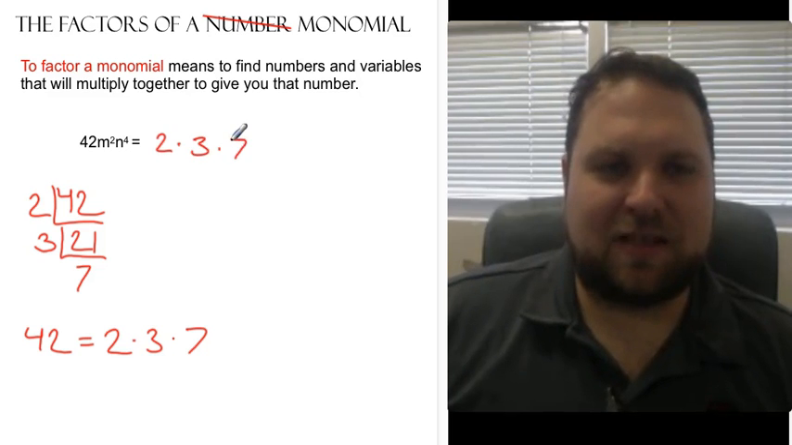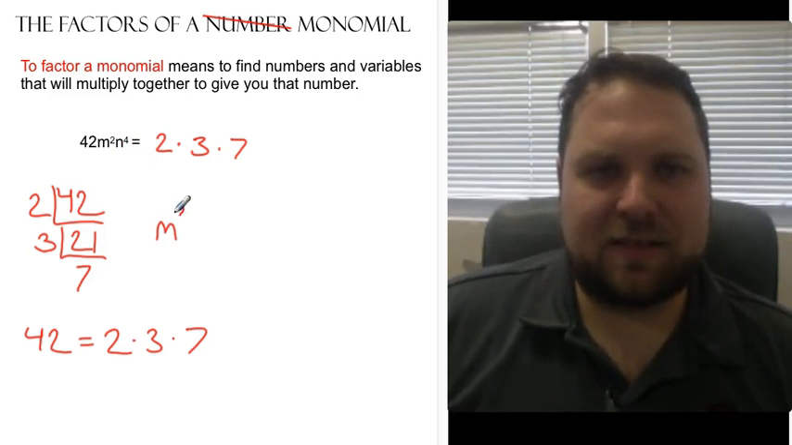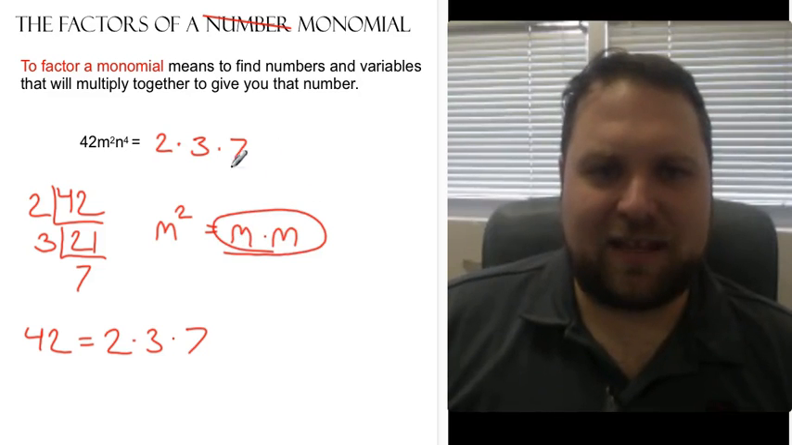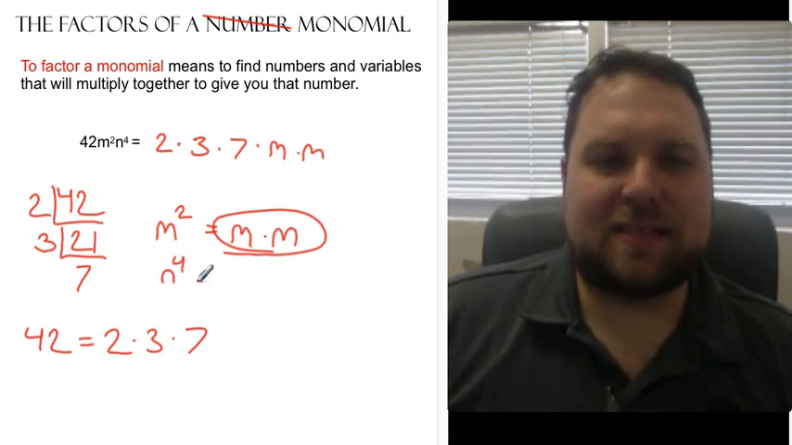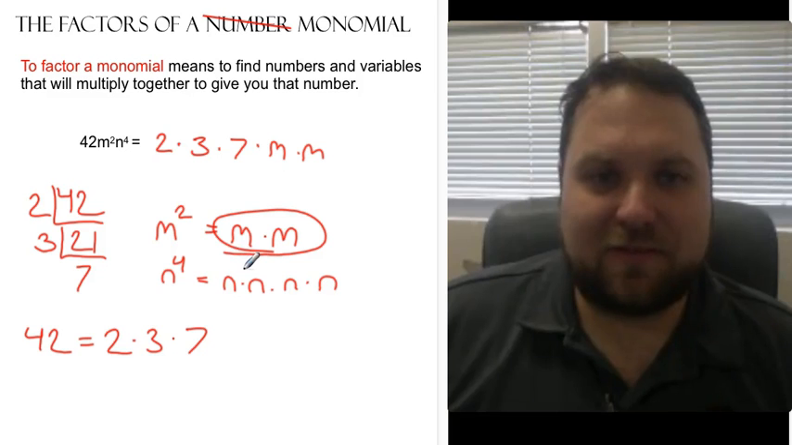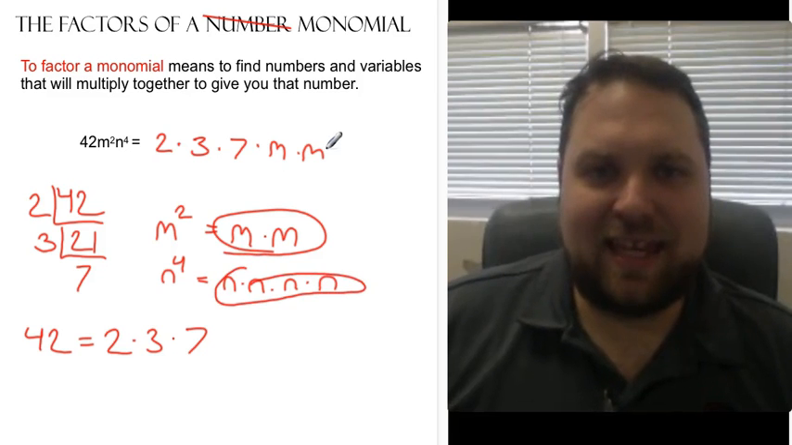Now, the question becomes, what do we do about the m squared n to the fourth? Well, we can talk about what m squared means. If I've got that exponent of 2, that means m times m. And since we don't know what m is, that's as far as it goes. Now n to the fourth, that means n multiplied by itself four times, and I don't know what n is, so I can't break it down any further, so that's it.